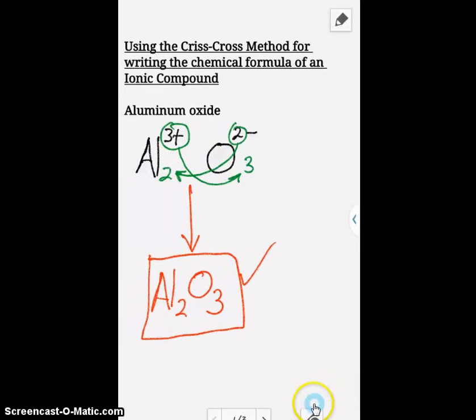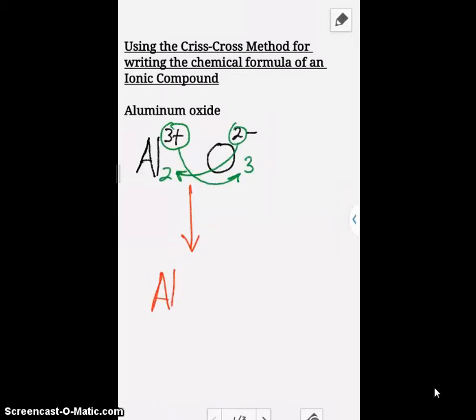2 aluminums, 3 oxygens. Watch one more time. So aluminum +3, oxygen -2. Crisscross the 3 and the 2. So you need 3 oxygen ions and 2 aluminum ions. And we wind up with Al2O3.